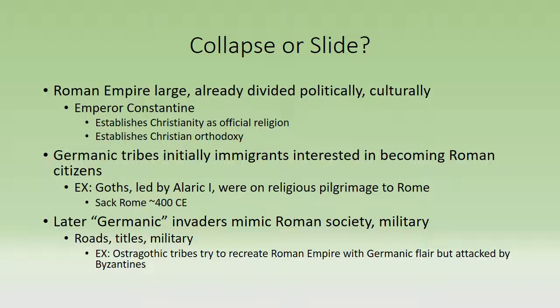The later Germanic invaders do mimic Roman society and military. They rebuild roads, they adopt Romanesque titles, they even utilize military formations that the Romans had used to their success. A really good example is the Ostrogothic tribes try to recreate the Roman Empire with a slight German interpretation in Italy, in the Italian peninsula. But their attempts at recreating Rome as a German state are undone by the attacks by the Byzantines, or the Eastern Roman Empire, who saw them as usurpers and taking possession of Rome.